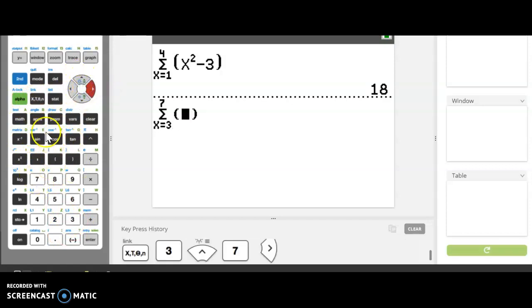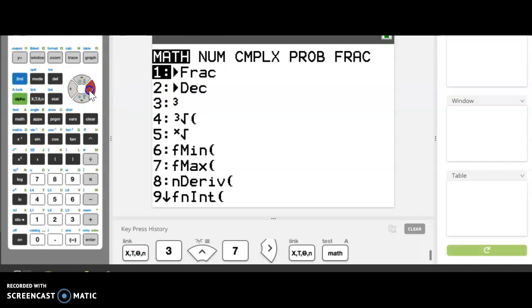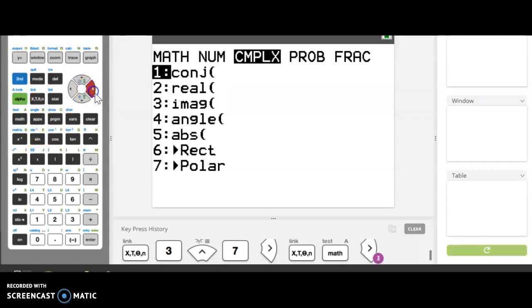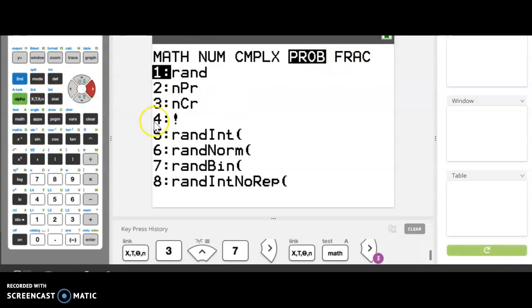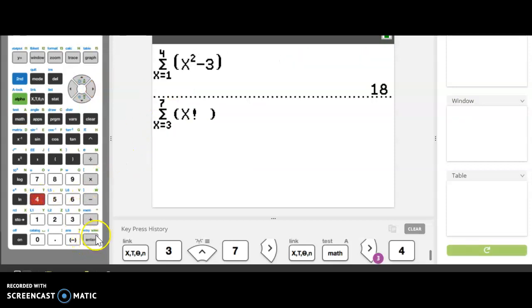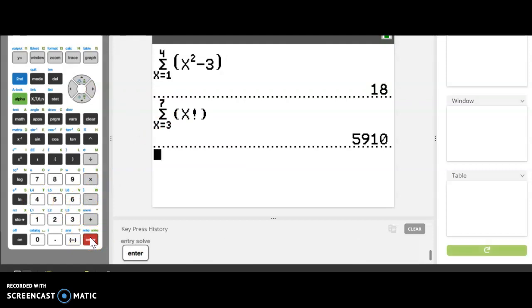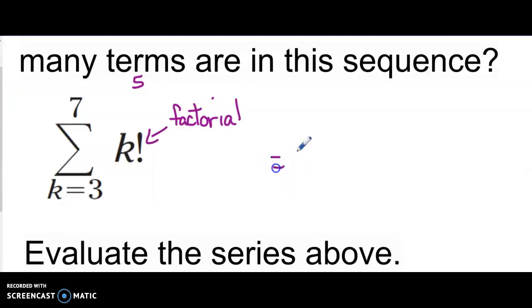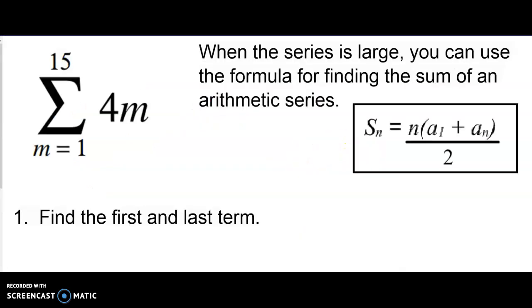Now, this is the tricky part. I've got to remember where I can find that factorial key. So I'm going to go to math. And I think factorial is something that I used when I did probability. Yes, there it is right there. Number 4. So I hit number 4. That plugs it in for me. So that gives me my answer, 5,910. So that's going to be my answer, 5,910. So easy when we can plug these into our calculators.